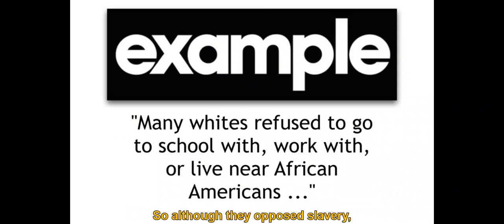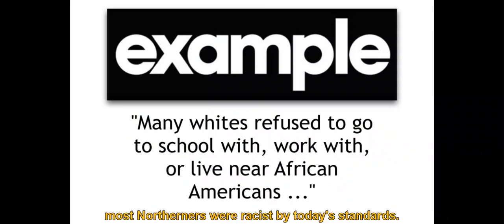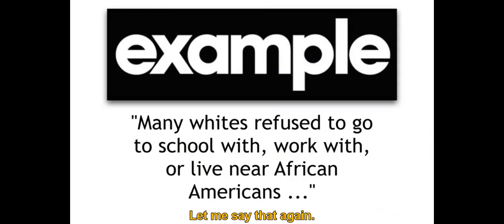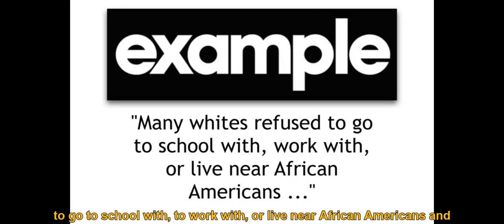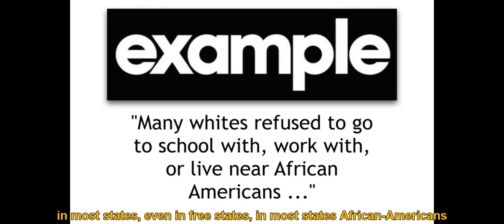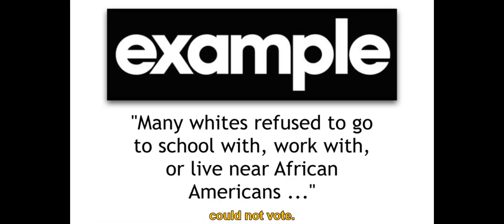So although they opposed slavery, most Northerners were racist by today's standards. Let me say that again. Although they were against slavery, most Northerners were racist by today's standards. Many whites refused to go to school with, to work with, or live near African Americans. And in most states, even in free states, African Americans could not vote.